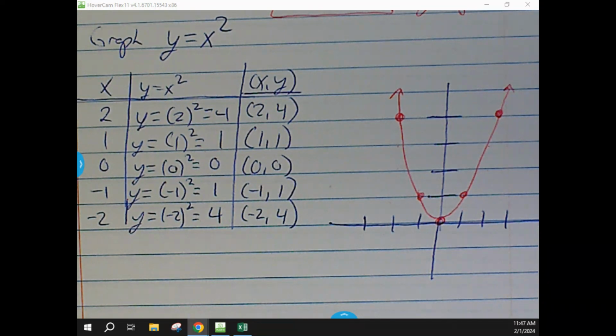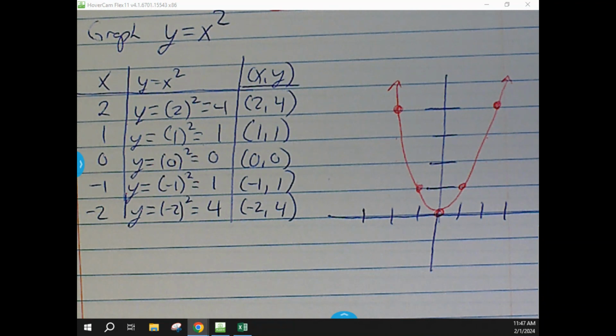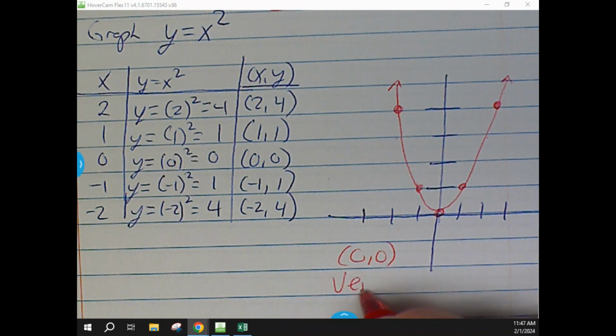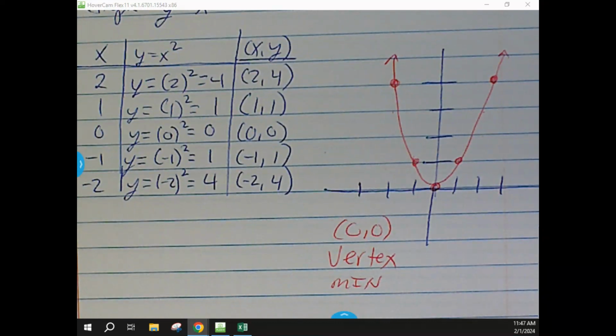Now, here's a couple of things to note. This point at the bottom, just like we talked about with the absolute value, this point at the bottom, (0, 0), that is your vertex because it's at the bottom of the graph in this case. And just like we talked about before, since it's at the bottom of the graph, when we talk about the vertex, it's a minimum. Again, it's a parabola.